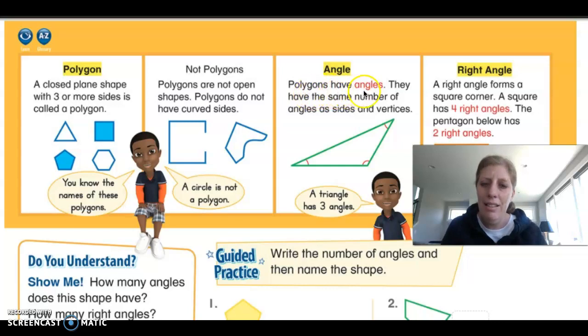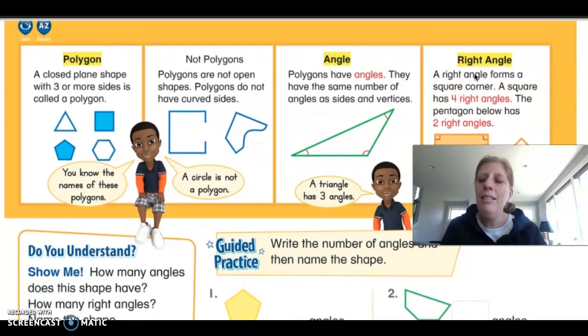Polygons have angles. They have the same number of angles as sides and vertices. Okay, so the vertices are the little points. And the angles is the space between the two sides when it comes to that point. And the sides are the straight lines that connect. So the triangle has 3 sides, and it also has 3 angles and 3 vertices.